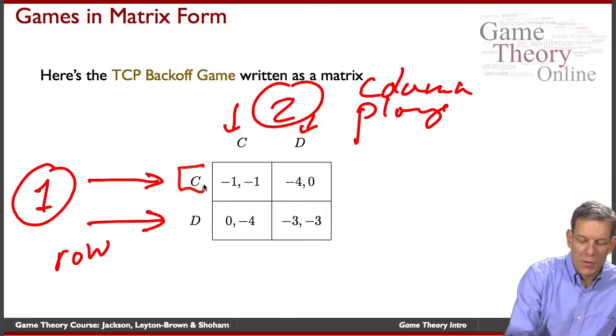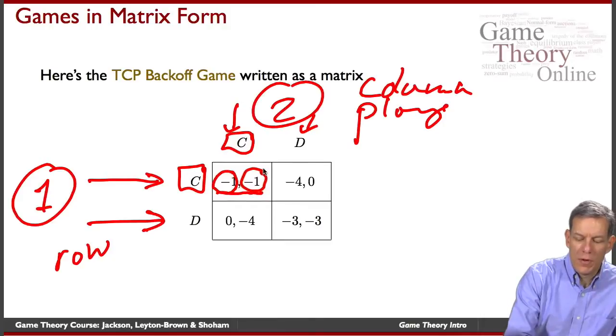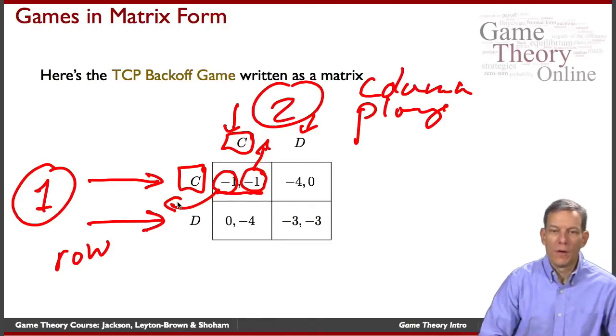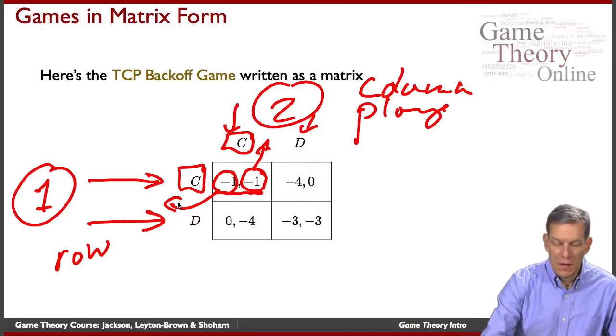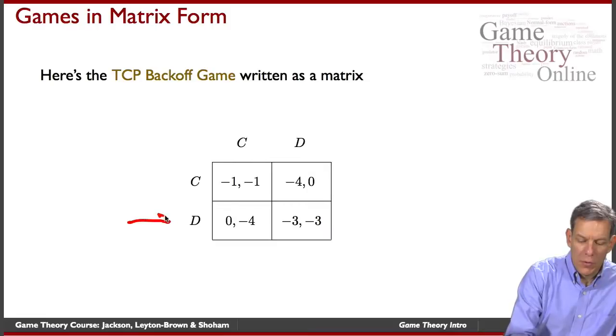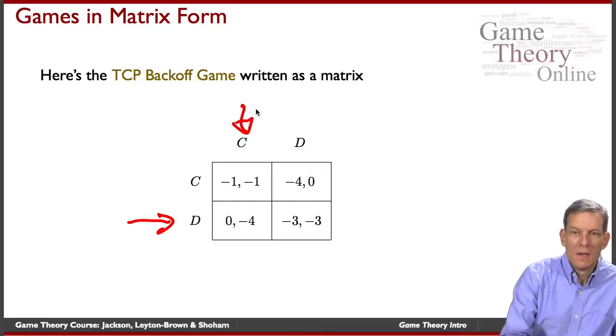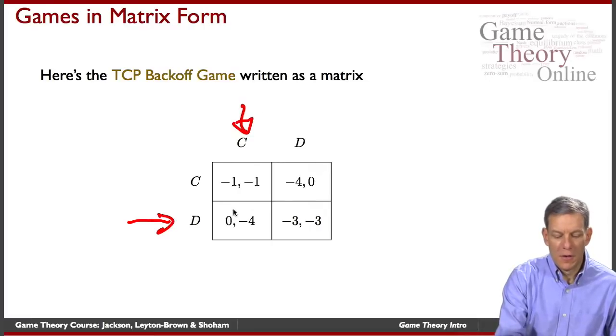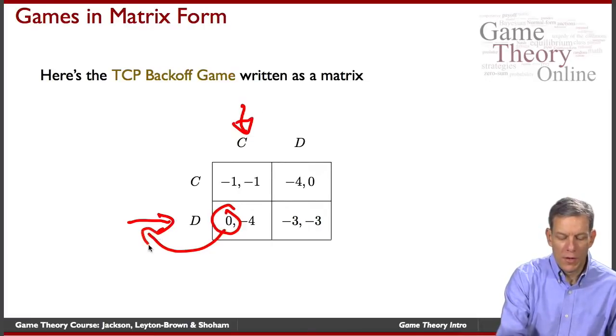So if player one cooperates and player two cooperates, then these are the payoffs to the two players. The first payoff, player one; second payoff, player two. So this is going to the column player. This one is going to the row player. Okay. Then we end up, for instance, if the row player chooses D and the column player chooses C, then we end up with a payoff here of 0 to the row player and -4 to the column player.